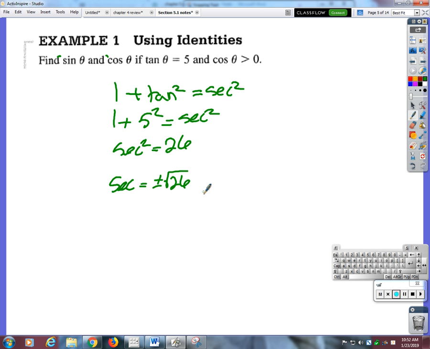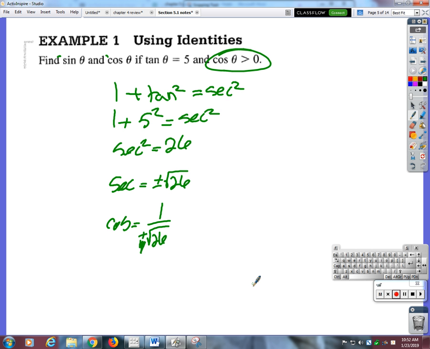Because anytime you're solving an equation and you take a square root, you want both the positive and the negative square root, okay? But secant is 1 over cosine, right? So that means that cosine is 1 over plus or minus the square root of 26. But then we're told right here that cosine is positive, so we're going to throw out the negative and say that cosine is 1 over the square root of 26. Does that make sense?